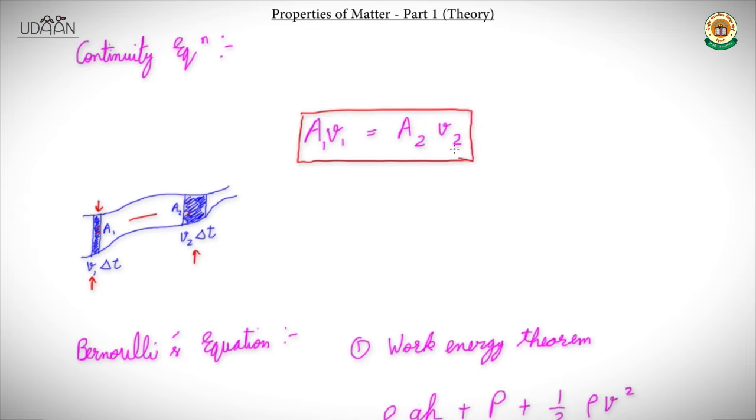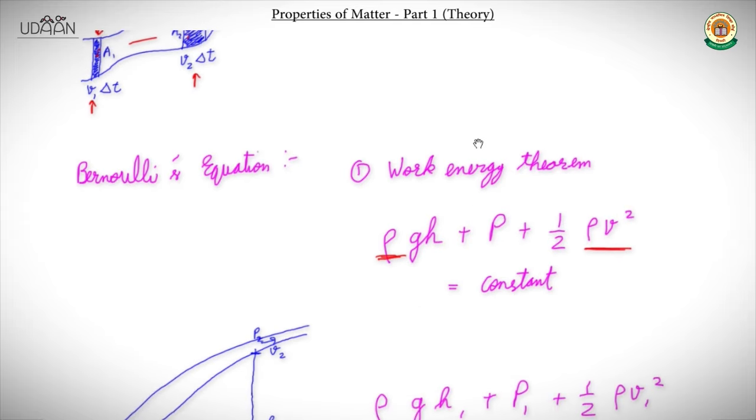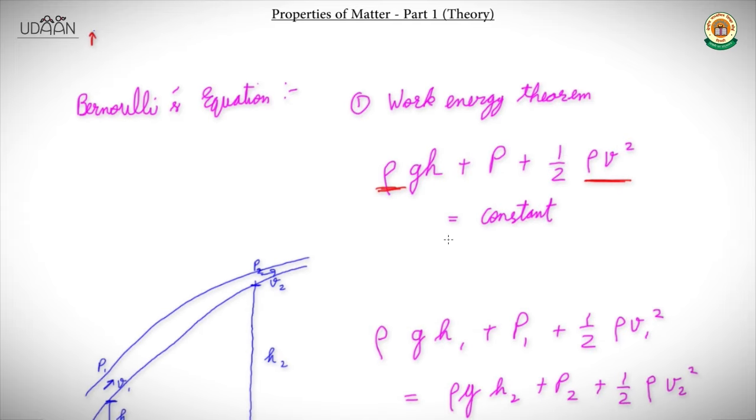Coming to the Bernoulli's equation, we derive it by the work energy theorem, which says that work done on a particle by a resultant force is equal to change in kinetic energy of the particle. Like continuity equation can be said to be the conservation of mass, this can be said to be the conservation of energy. So this rule says that rho gh plus p plus half rho v square is equal to constant for two parts of the same flow.